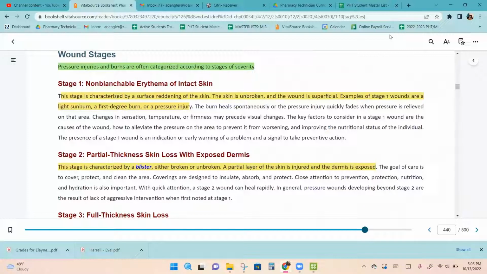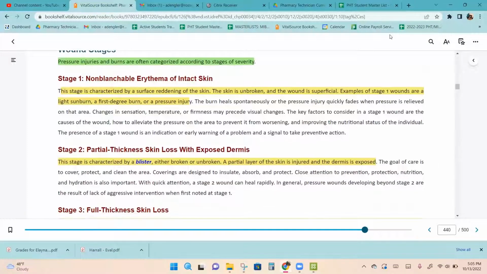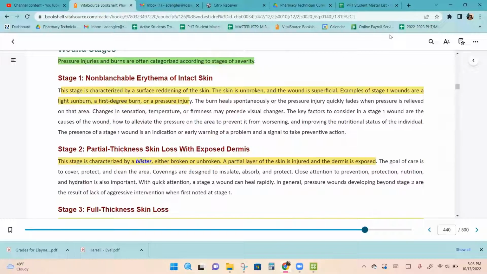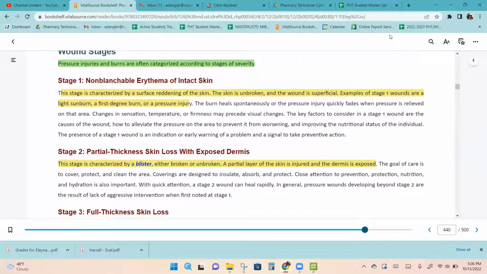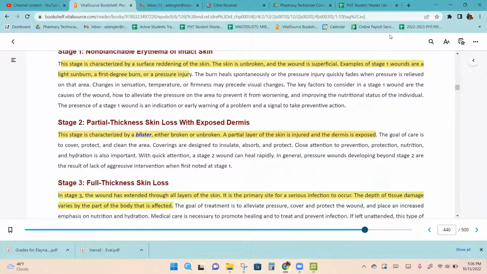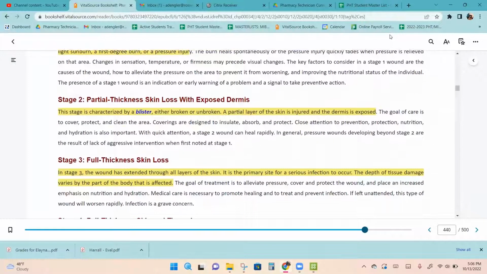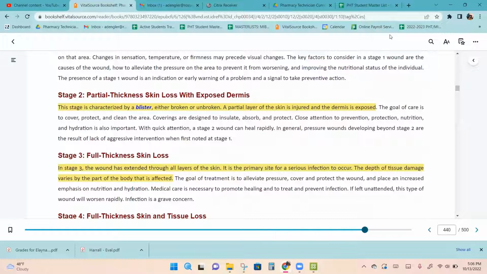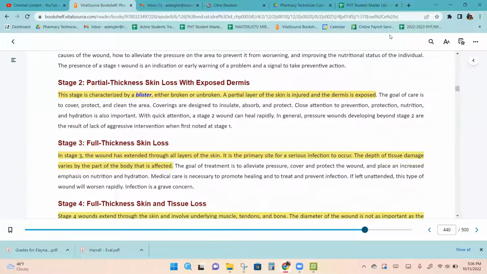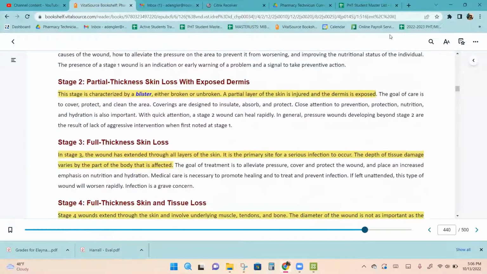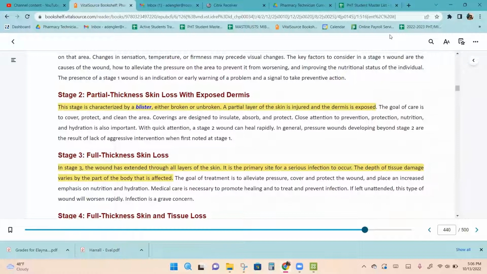Stage 1. This stage is characterized by a surface reddening of the skin. The skin is unbroken and the wound is superficial. Examples of stage 1 wounds are light sunburn, a first-degree burn, or a pressure injury. Stage 2, partial thickness skin loss with exposed dermis. This stage is characterized by a blister, either broken or unbroken. A partial layer of the skin is injured and the dermis is exposed.